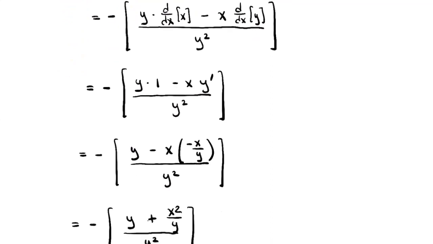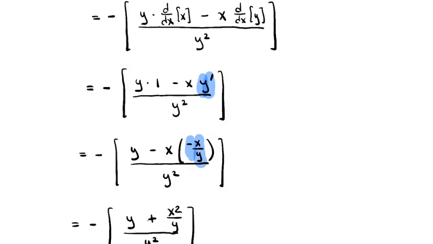But now I can't leave the answer like this. I said it's okay for the answer to be in terms of x and y, but this y prime has to go. I can't leave the answer in terms of y prime. It can only have x's and y's in it as variables. But it's no problem because y prime is minus x over y. We know that, so I just substituted it. Maybe it'll help if I color code it. This y prime, I'm just replacing it with its value in terms of x and y. It's minus x over y.